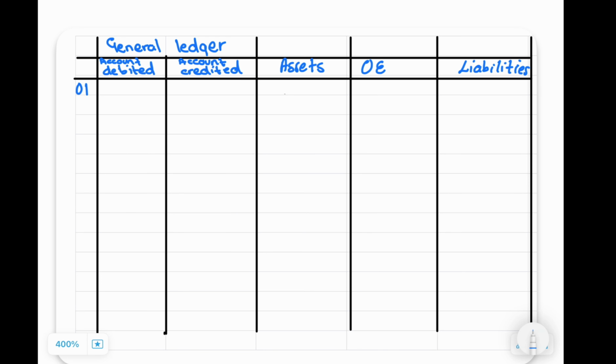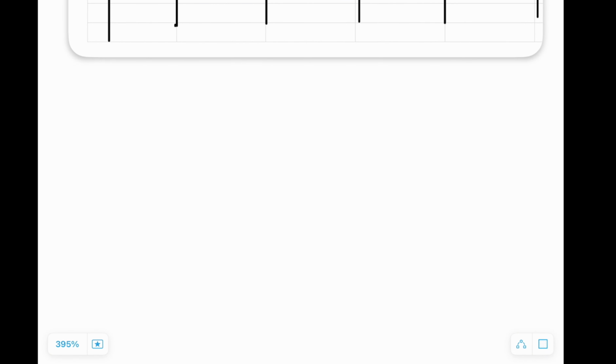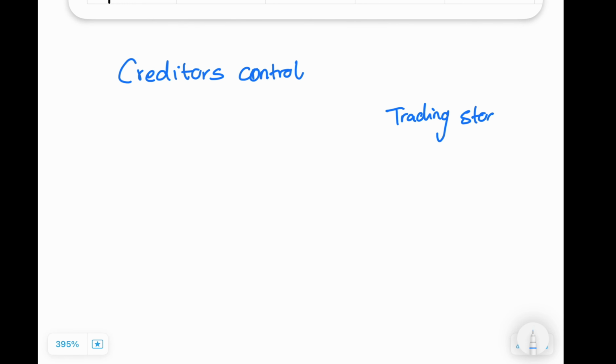Before we even get to the account to be debited and account to be credited, let us identify the accounts that are affected. Since we bought on credit, it means our creditors are affected, because the people we are buying from on credit are called our creditors. And our creditors in accounting, we call this account creditors control. Another account which is affected is trading stock, because we bought trading stock, or we bought goods. So these are the two accounts that are affected when we buy goods on credit.